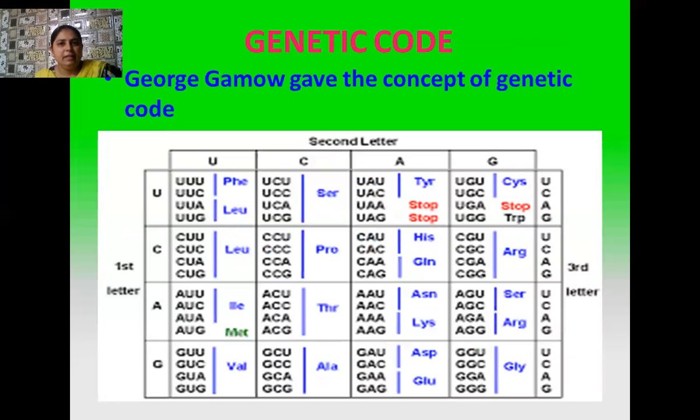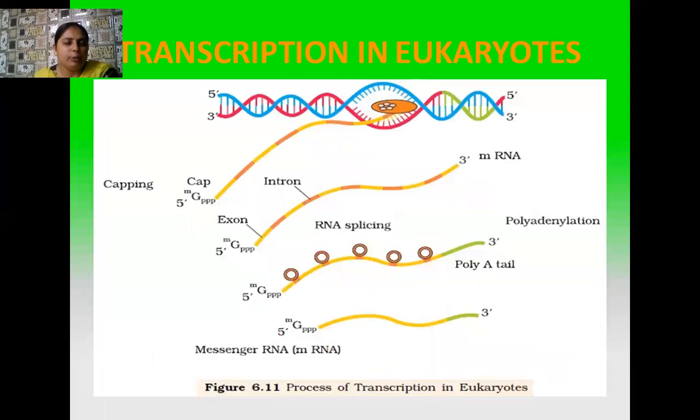Okay, students. So this concept, that is the genetic code, was given by the scientist George Gamow. I will discuss it later in the process of translation. But first I want to take the topic of transcription in case of eukaryotes. As you all know, students, in a eukaryotic cell, a well-defined nucleus is present as well as membrane-bound organelles.